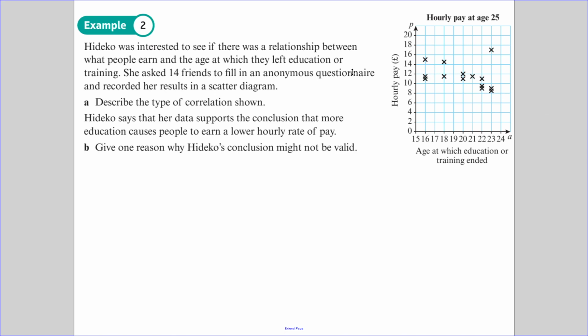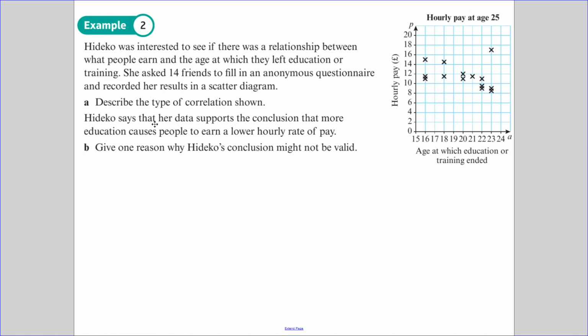This might be an unfair sample. This is only 14 people anyway. This person here, maybe they did some different training. Maybe they're very successful at their training because they've clearly got the highest wage out of all of the people here, and they spent the longest time in training. So to describe the correlation, I would go with weak negative.